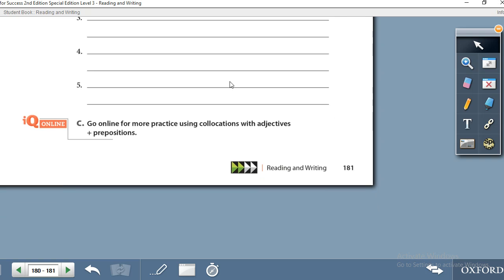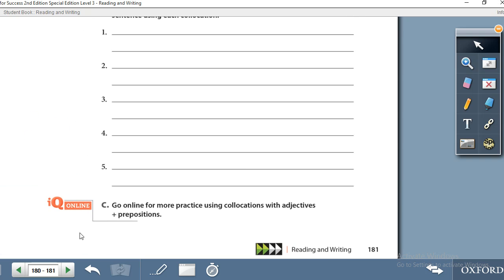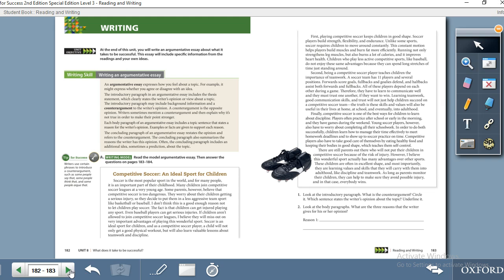Right, so let's look at the last exercise on this page. Exercise C, go online for more practice using collocations with adjectives plus prepositions. So obviously I would strongly advise you to go online, and I would strongly advise you to practice using collocations with adjective plus prepositions. And that wraps up your Unit 8.